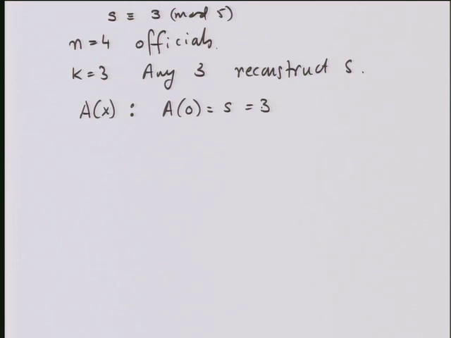So to official 1, we give a of 1. To official 2, we give a of 2, and so on. Is it clear what we are doing? First of all, how do you pick a random polynomial such that a of 0 equals S?